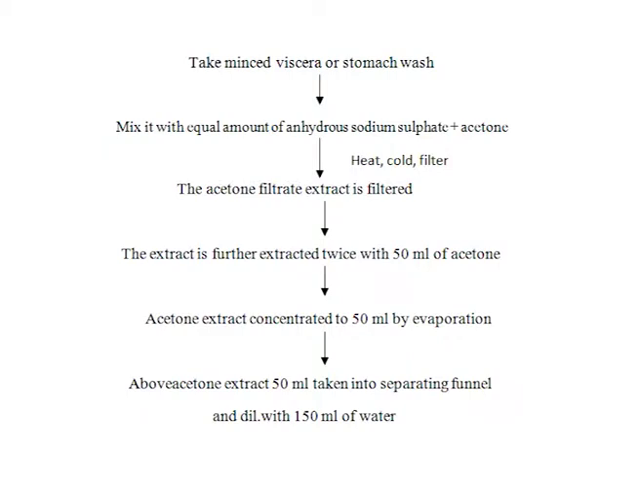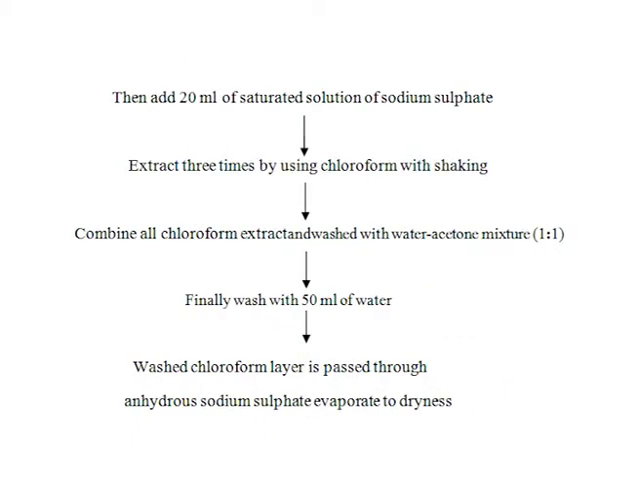The 50 ml of acetone obtained from the above process is taken into a separating funnel and is diluted with around 150 ml of water. Then to it is added 20 ml of saturated solution of sodium sulfate. Extract 3 times using chloroform while shaking. Combine all the chloroform extracts and wash with a water-acetone mixture in the ratio of 1:1. Finally, wash it with 50 ml of water. The washed chloroform layer is passed through anhydrous sodium sulfate and evaporated to dryness.